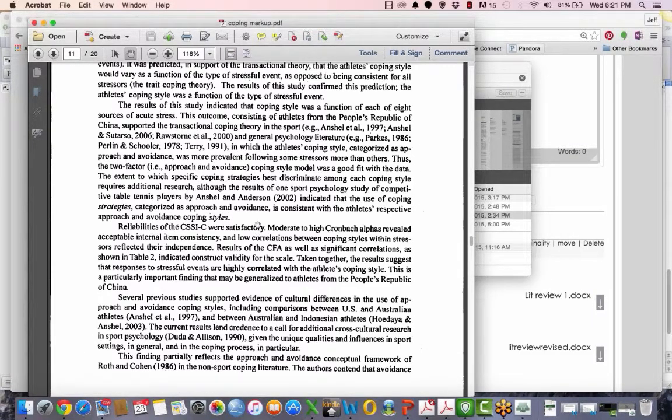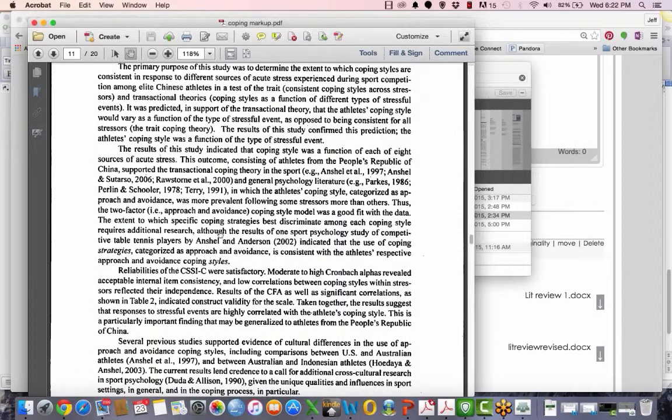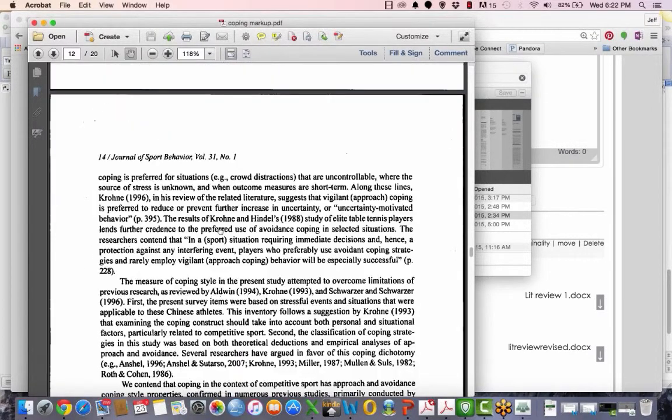Your third paragraph goes down to the discussion. Okay. And it's going to say the results of the study indicated coping style was a function of each of the 8 sources of acute stress. So you will say the author's results showed coping was a function of 8 forms of acute stress. Okay. Now, if you want to name the 8, if you can find them, that's fine. Okay. And let's say I go down a little bit more.